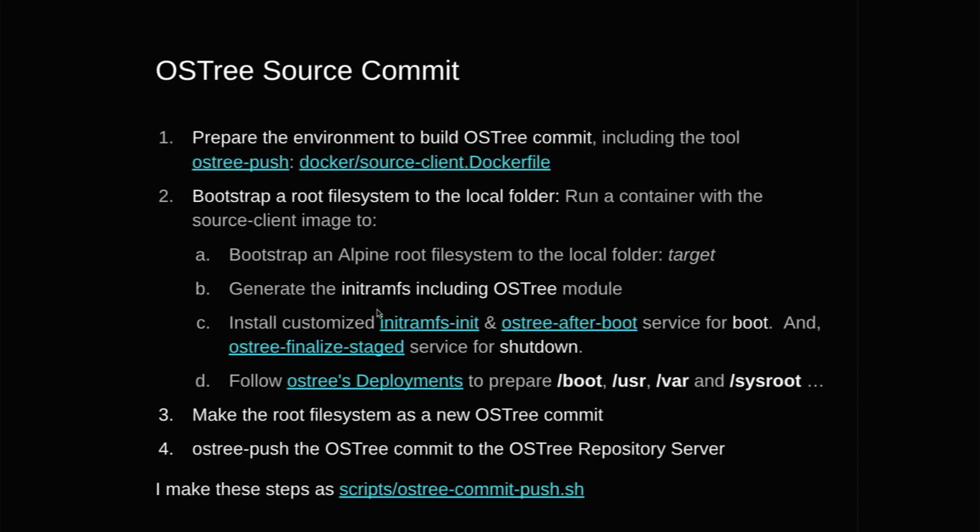And we have to install some customized parts. For example, the initial manifest init that will be packaged as the initial manifest init script, and then some OpenRC services. For example, the OSTree after boot OpenRC service for the boot run level, and the OSTree finalize stage service for the shutdown run level. We will talk about them later. And we also have to follow OSTree's deployment to prepare the boot, user file and the sysroot folders. And then make the file system a new OSTree commit, of course. Then OSTree push the OSTree commit to the OSTree repository server.